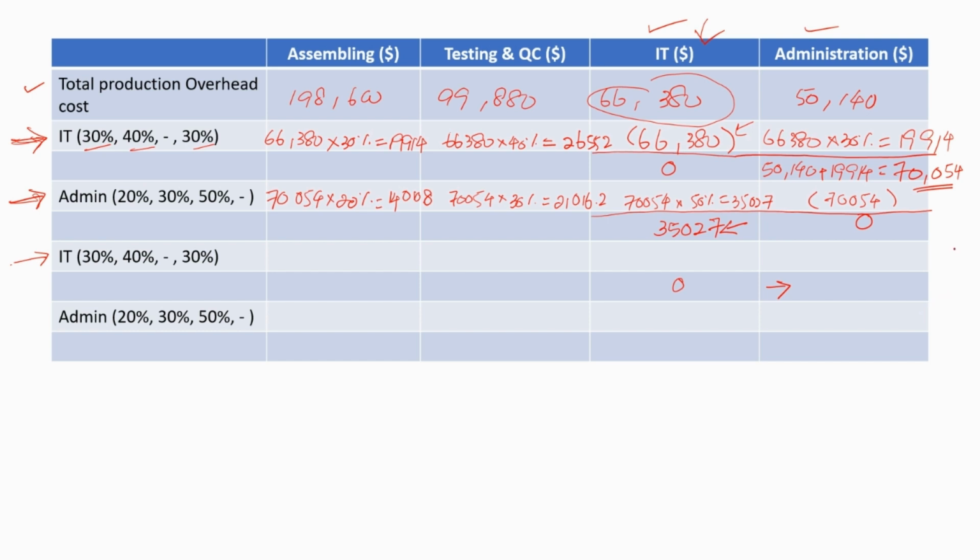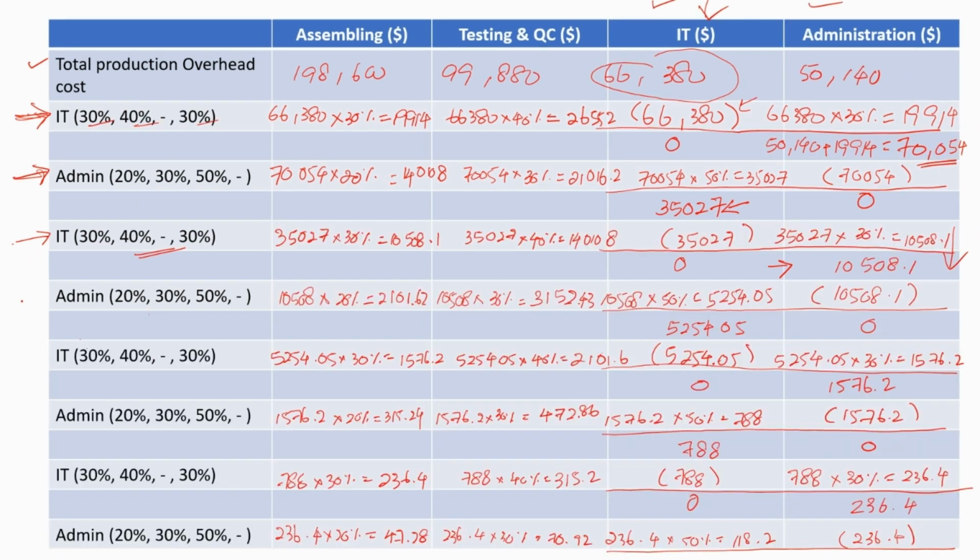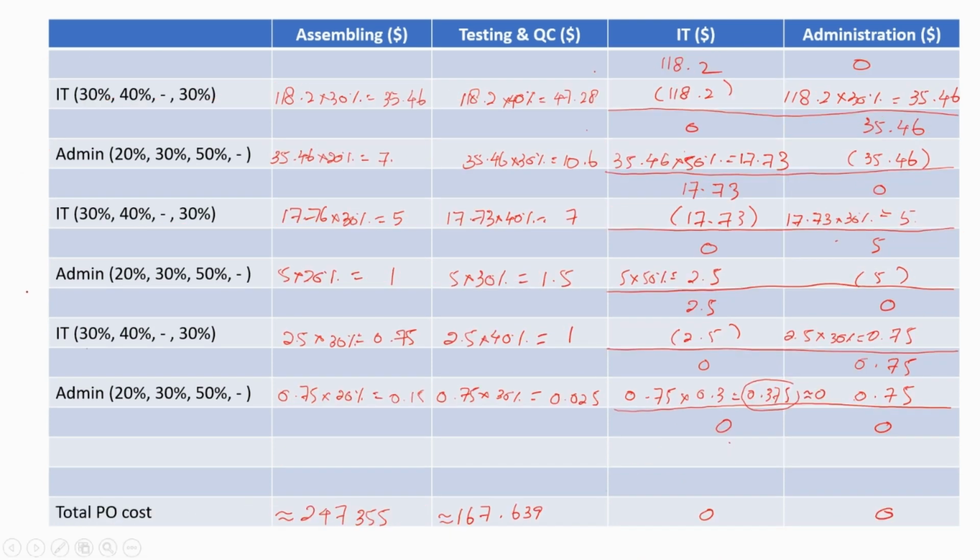As we continue this process, both of these values, IT and administration costs, will become 0. Until then, we have to repeat this process. Always remember the percentage values are not changing. For the IT, the percentage values are the same. This is how we can continue the repeated distribution method. As you can see, this method is very lengthy. You don't have to worry about this because in the exam you are not required to do these types of lengthy calculations. But you have to have a clear understanding of how the repeated distribution method works.